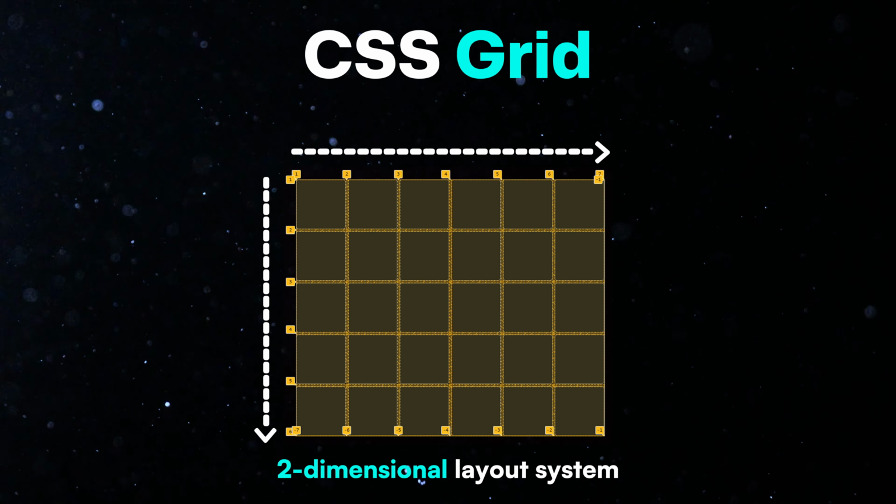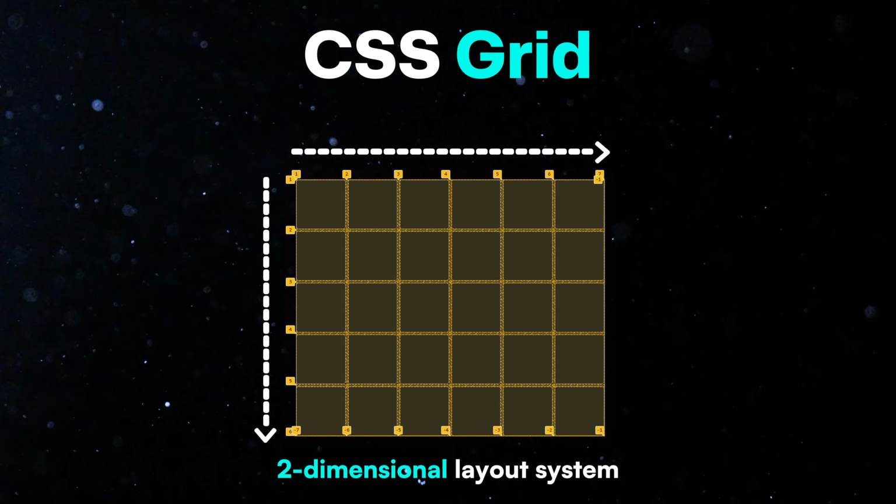First, we define the grid on the grid container by applying a display grid. This tells the browser we want to use CSS Grid for layout. Next, we use the grid template columns property to decide how many columns our grid should have and how wide each column should be. Here, I define 3 columns, and each one is exactly 200 pixels wide.